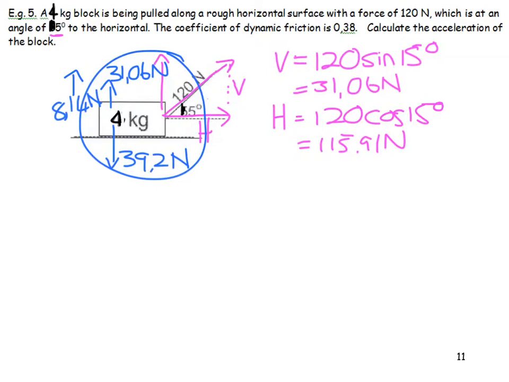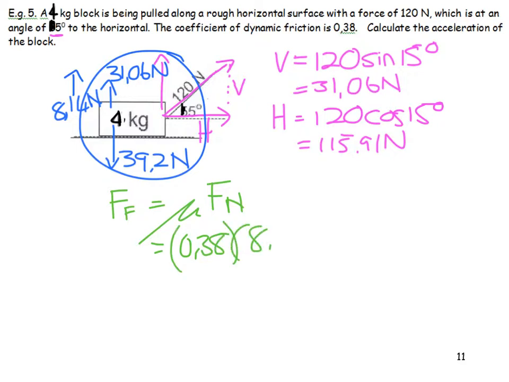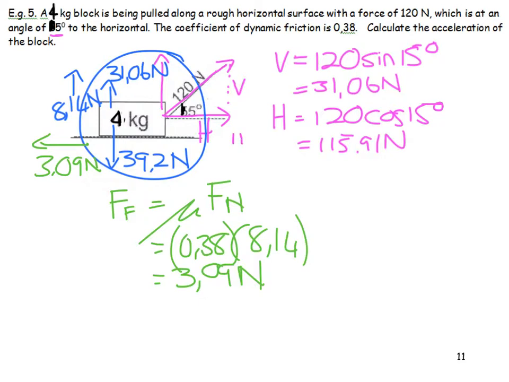If I want to work out friction, frictional force is equal to the coefficient of friction, dynamic or static, multiplied by the normal force. So I'm going to go 0.38 and multiply that by my 8.14. And I find that I get an answer of 3.09 newtons. That is now acting against the motion, 3.09 newtons, whilst I have got 115.91 newtons acting towards the right.